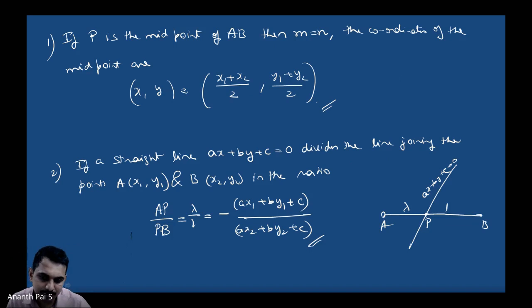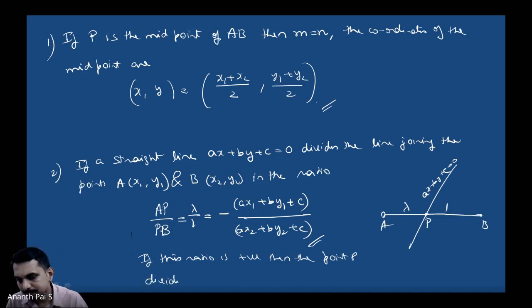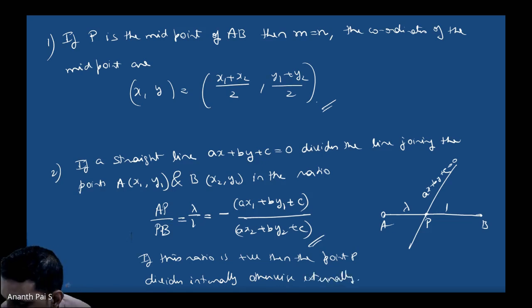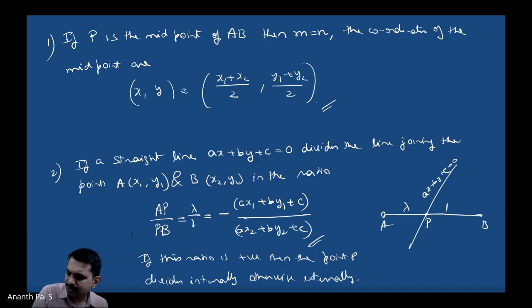If this ratio is positive, then the point P divides internally, otherwise externally. Easy. There is a proof for this also given, which we will see later. Should we do that? Let us do the proof of this. Write this down, mister. Then we will do the proof because this is important. Sometimes it may be asked.